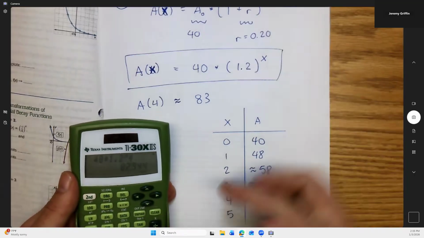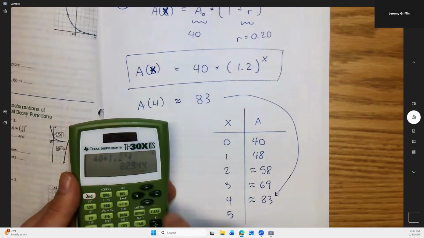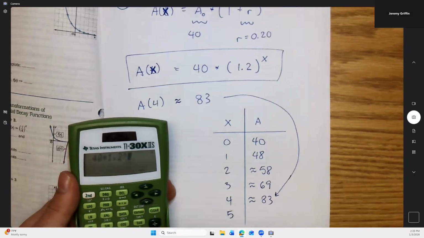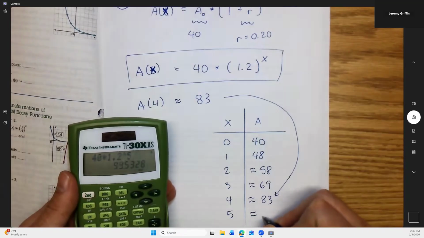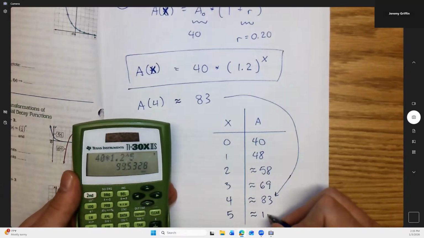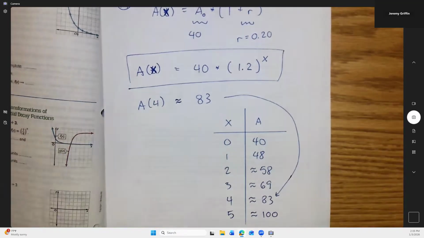Right, and so that's that. Same thing. And then 5 years of growth. They say this model could represent the 5 years. Approximately 99.53, I'll call it 100. So about 100 members after 5 years.